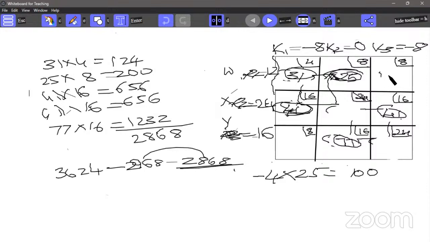Ma'am, excuse me. This last step, can you explain again, ma'am? -4 into 25. How much was the improvement index? We have found out improvement indexes for all the water cells, no? How much was the improvement index for WB? Minus 4, isn't it?